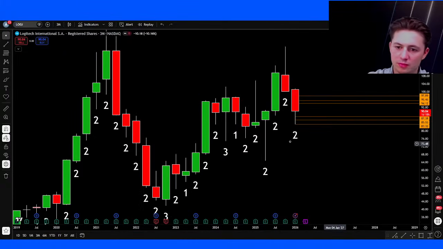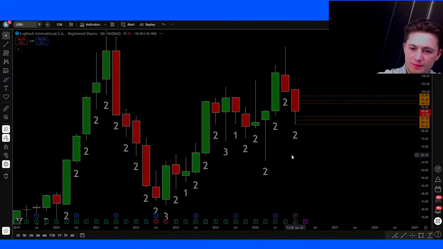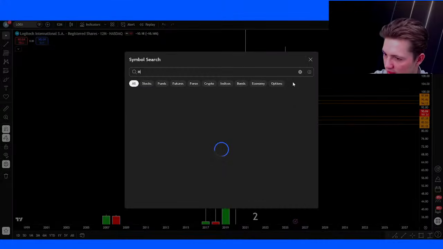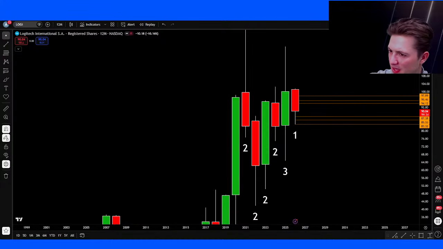Let's see the quarter. Quarterly already hit its targets. The year is still an inside bar, so it could jump around in there and go both ways really fast. This year, it's not a trend.